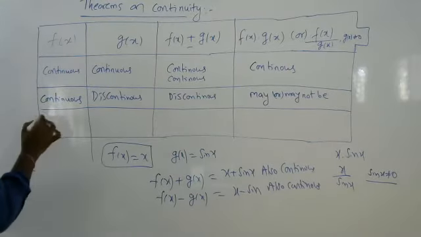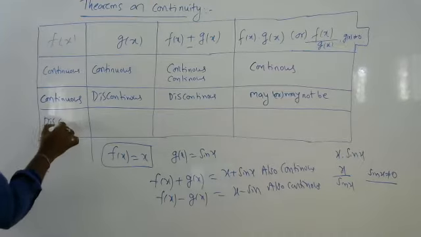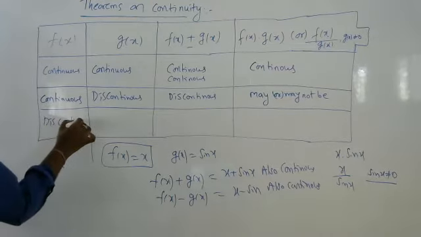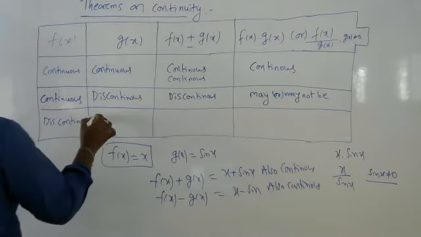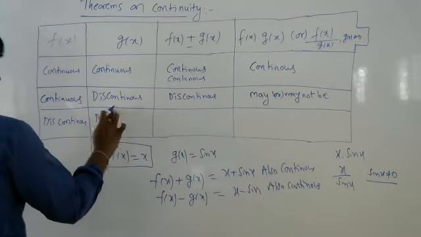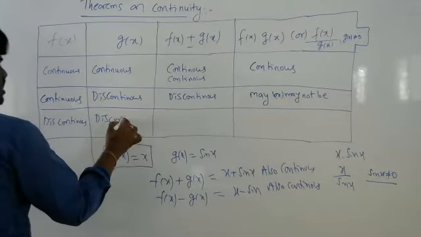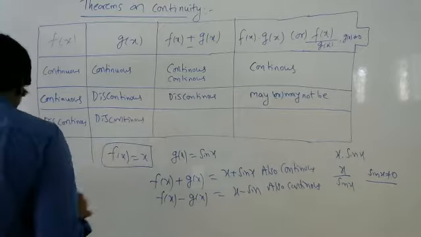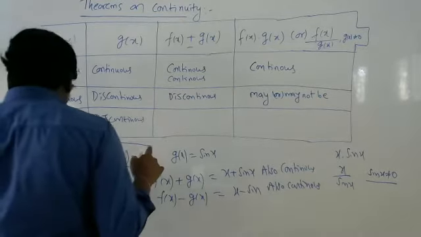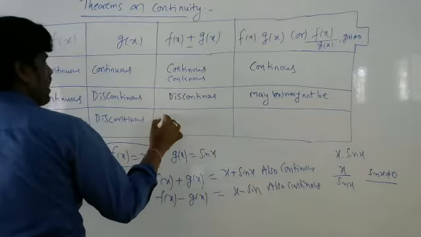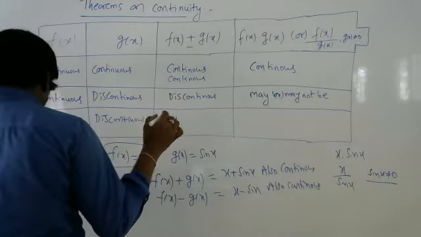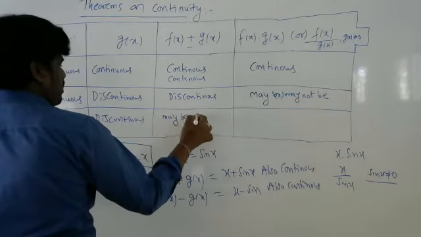And if f of x is discontinuous and g of x is also discontinuous, then if both are discontinuous, I can say the result may be discontinuous, or it may be continuous.